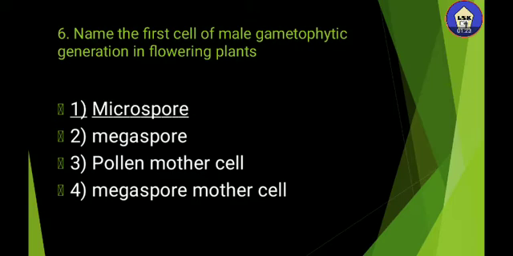And gametophytic generation in flowering plants is haploid. Here the pollen mother cell is diploid and the microspore is haploid, and the microspores are released from the anther. Such microspores develop into the male gametophyte, that is the pollen grain. So definitely the answer is option 1.